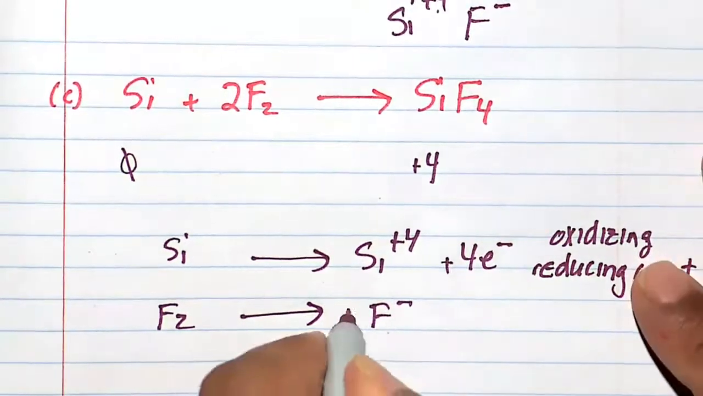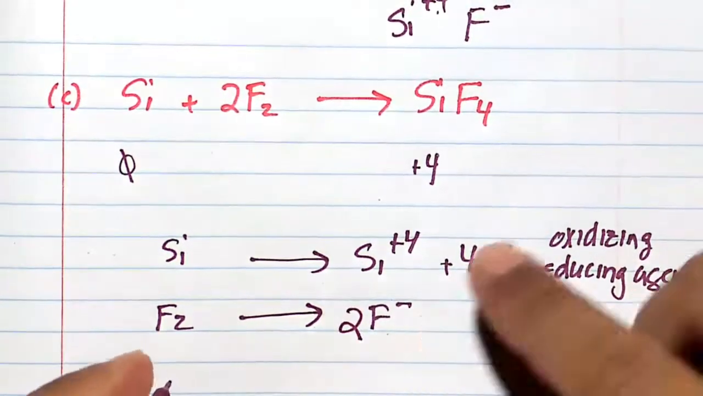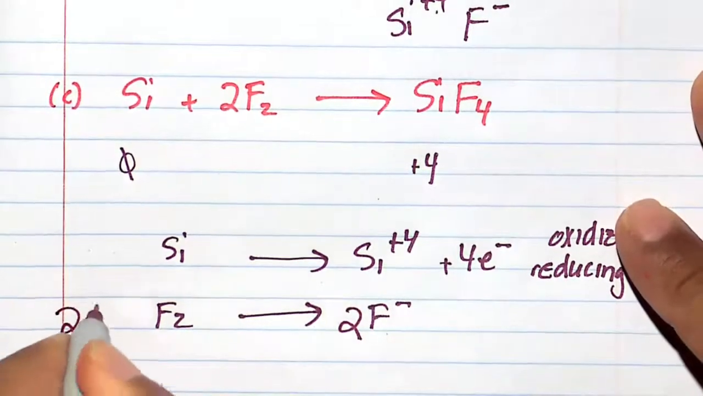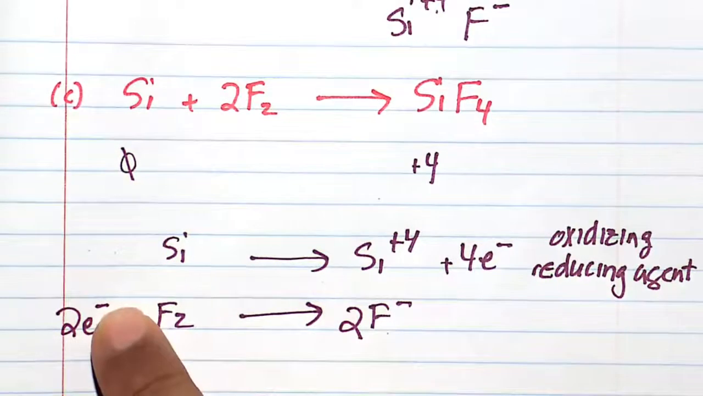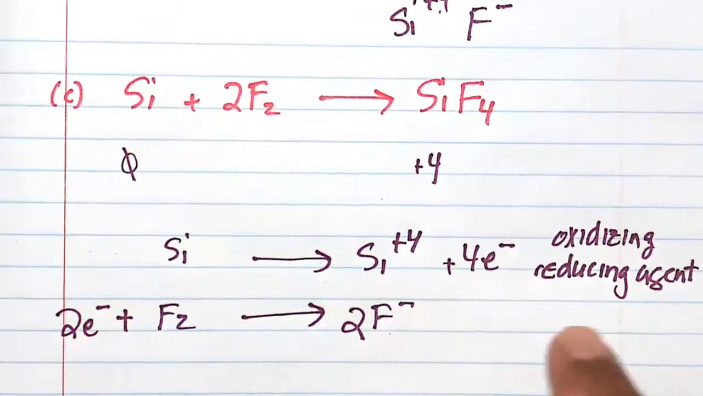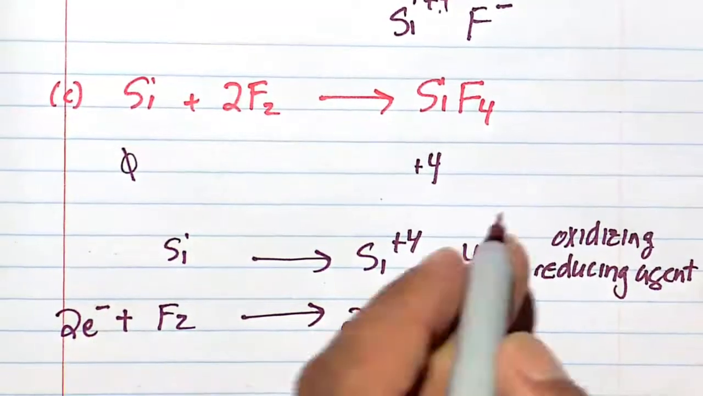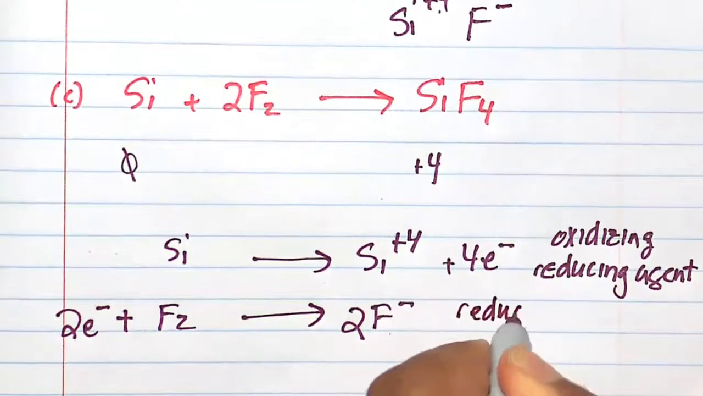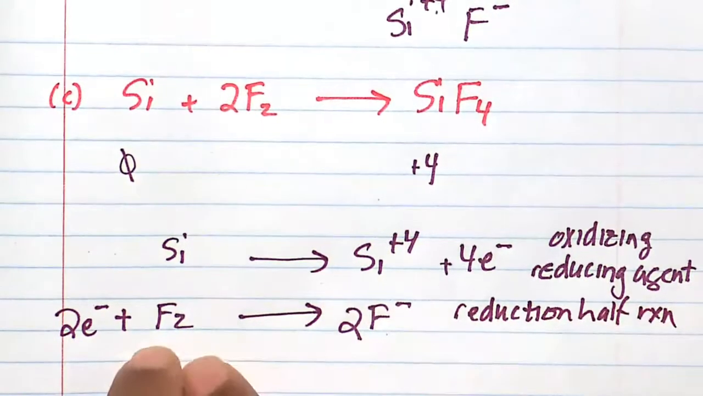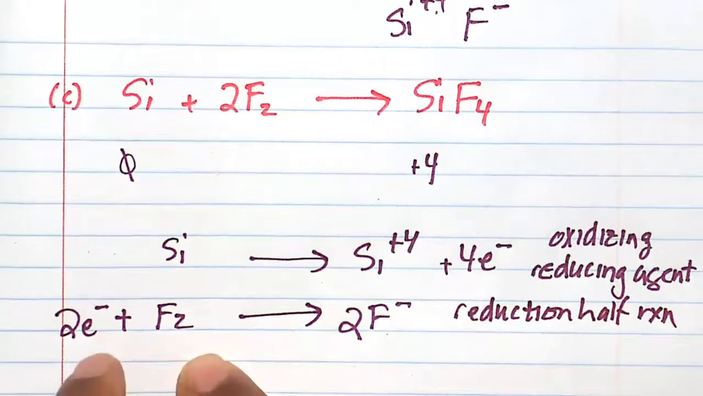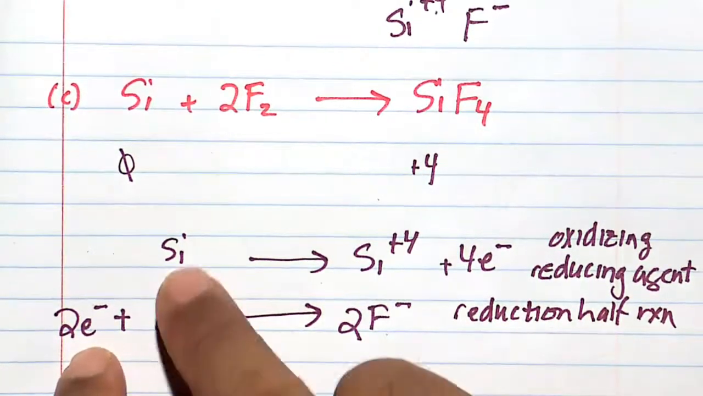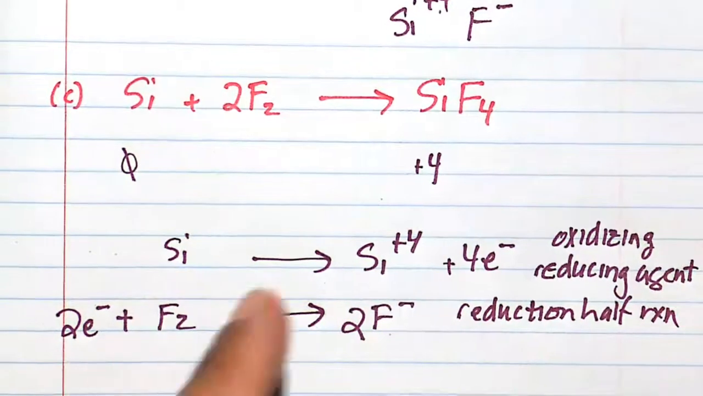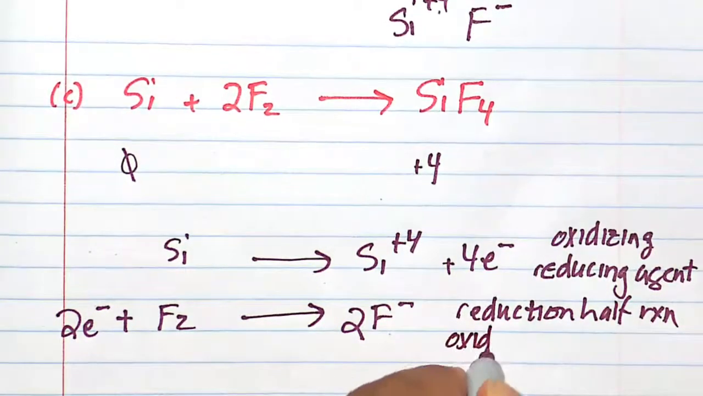Let's go ahead and balance the F's here. I got a -2 here, and I'm going to add 2 electrons to balance out the minus charges. So -2 on the reactant side, -2 on the product side, and we gain 2 electrons. So this is a reduction half reaction. And fluorine, F2 diatomic, gains 2 electrons. By gaining 2 electrons, it helps oxidize Si to Si +4. So this is the oxidizing agent.